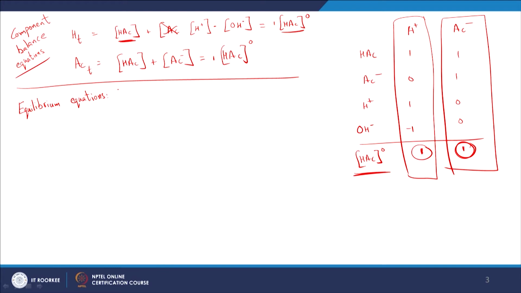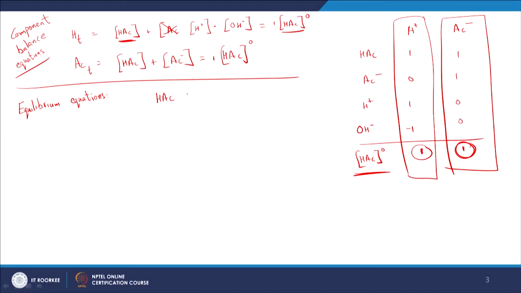Again, we are trying to solve for a system that is at equilibrium. So, obviously, you are going to have equilibrium equations to assist you in your solution, right. So, let us look at what they are, and we know that we have 2 particular dissociations here with respect to acid and base.